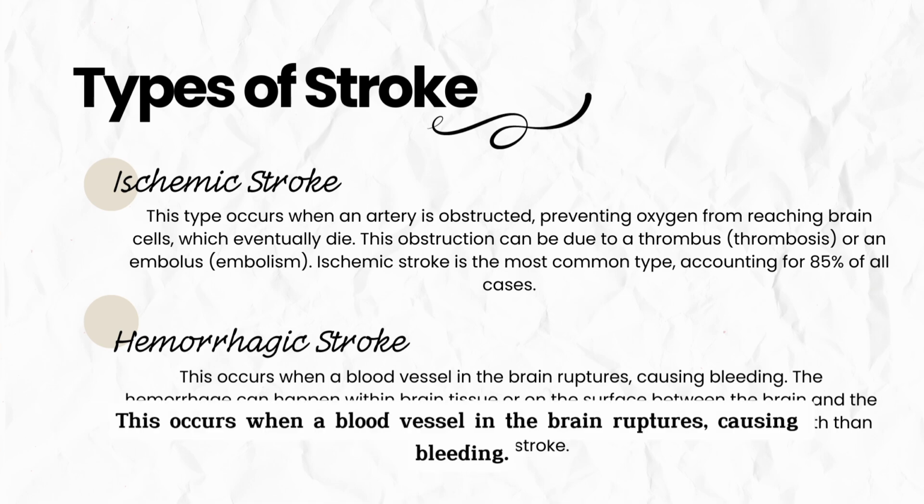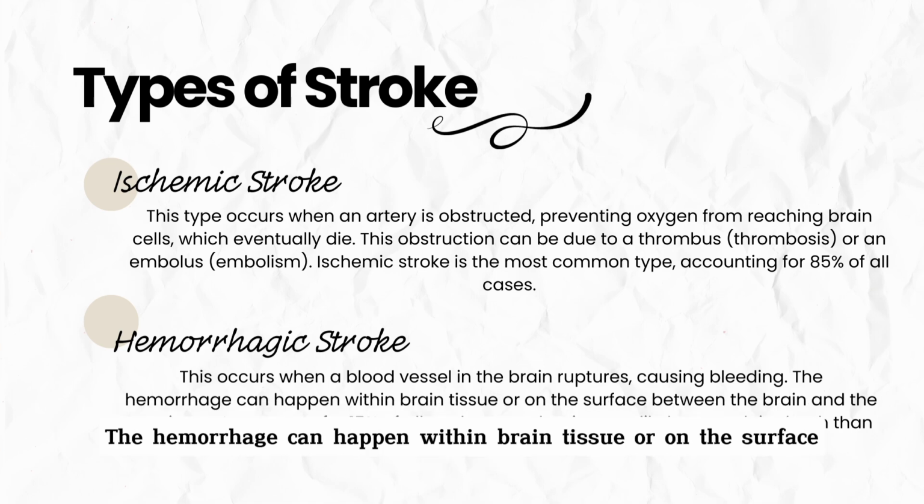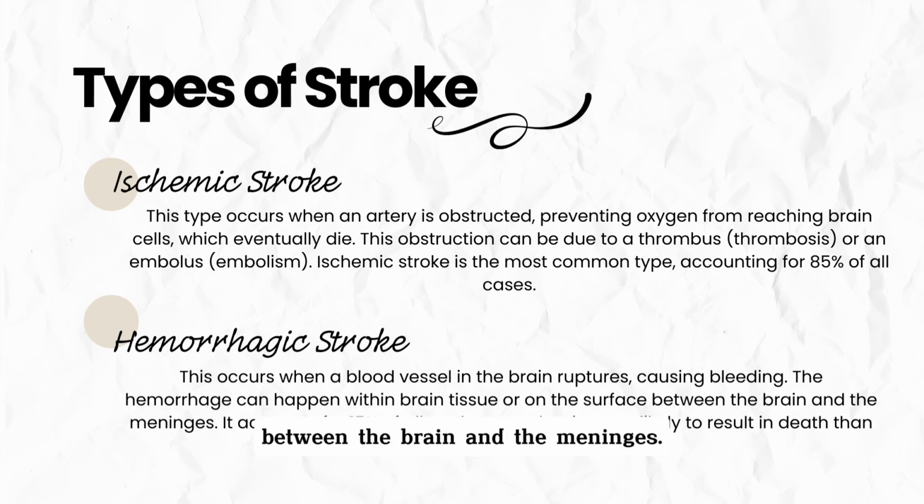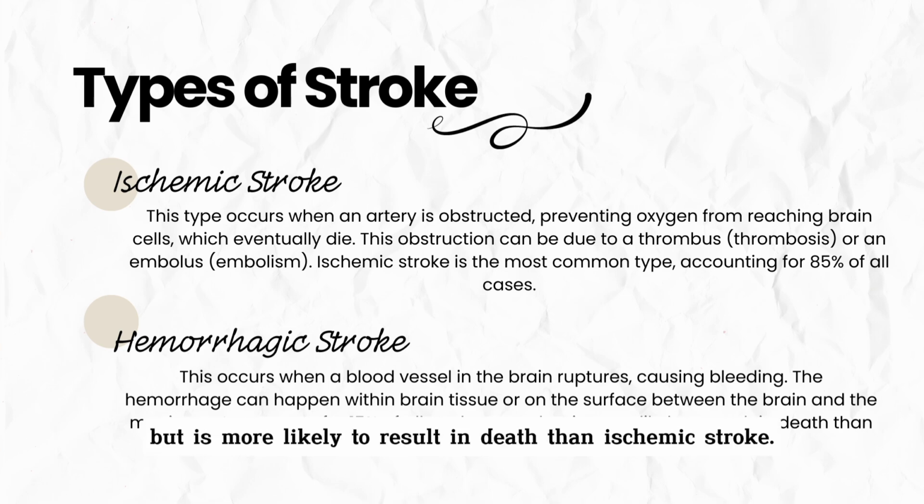Hemorrhagic stroke. This occurs when a blood vessel in the brain ruptures, causing bleeding. The hemorrhage can happen within brain tissue or on the surface, between the brain and the meninges. It accounts for 15% of all stroke cases, but is more likely to result in death than ischemic stroke.